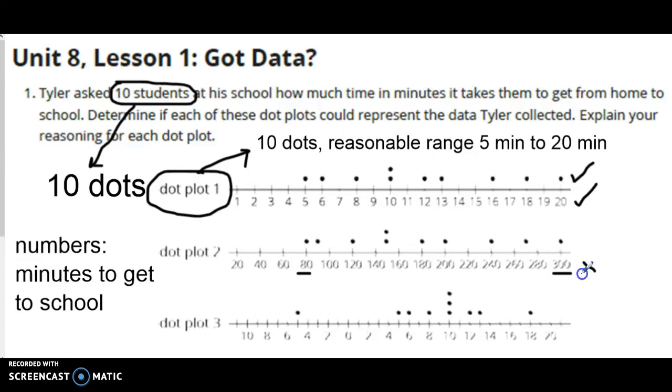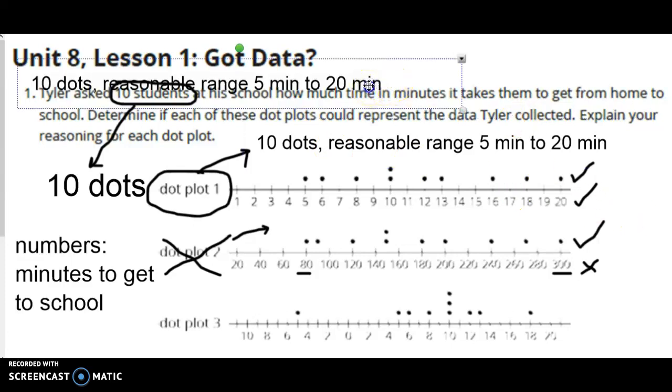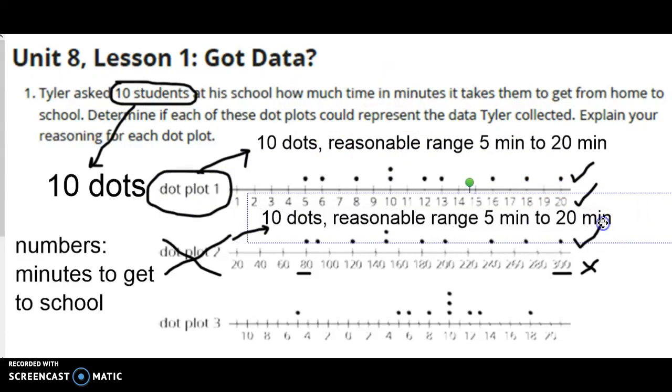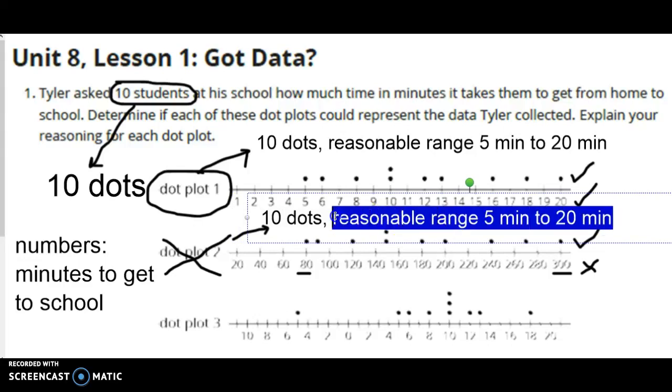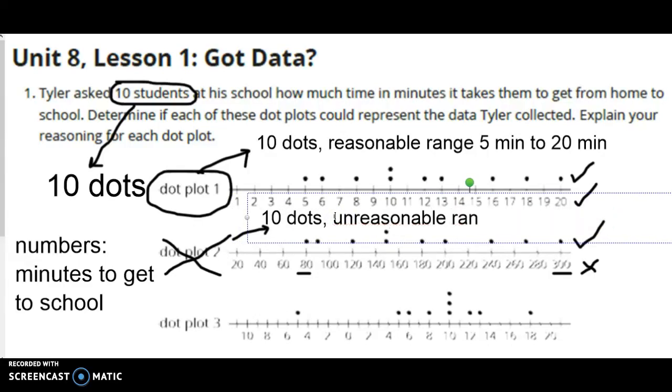So I'm going to put an X next to my numbers because they are not reasonable. My dots, I have 1, 2, 3, 4, 5, 6, 7, 8, 9, 10. So my dots check out, but this does not pass the reasonable test. So I'm going to cross out dot plot number 2, and I'm going to write my explanation. So we're going to say here that there are 10 dots, just like we know there should be. But instead of reasonable range, we're going to say unreasonable range from 80 minutes to 300 minutes.